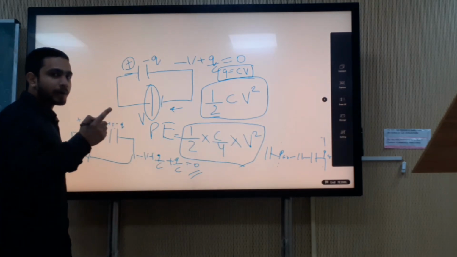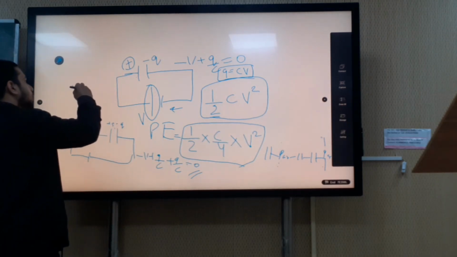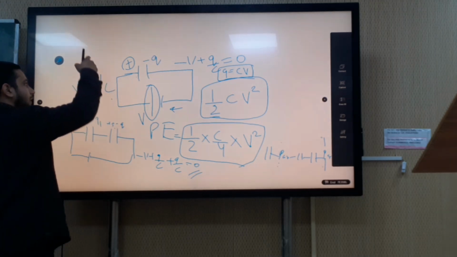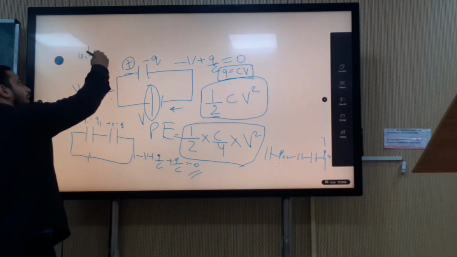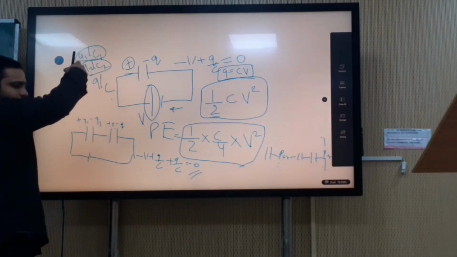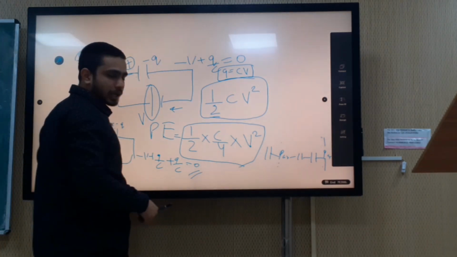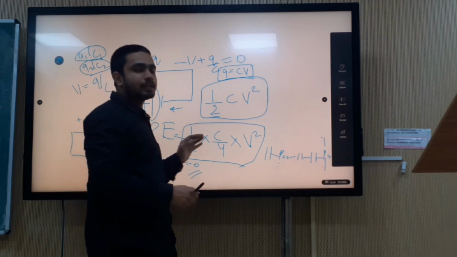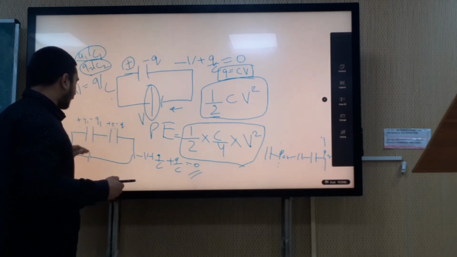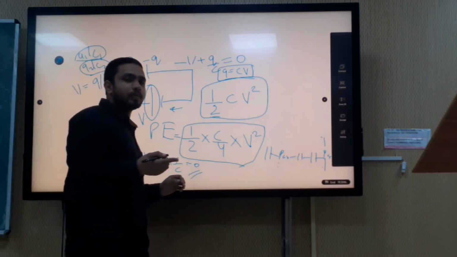Or Q1 by C1 is equal to Q2 by C2. V is equal to Q by C. Since they have different capacitances, Q1 by C1 and Q2 by C2 will be the same. If they have the same capacitance, then the charges will also be the same. But if they have different capacitances, then the charges will be different in the parallel arrangement. These things we have to remember. But if the capacitance is different in the series arrangement, then also the charges will be the same.